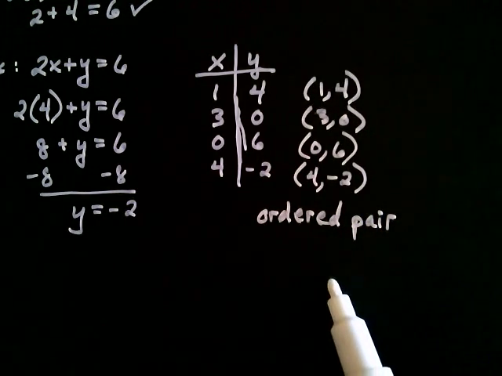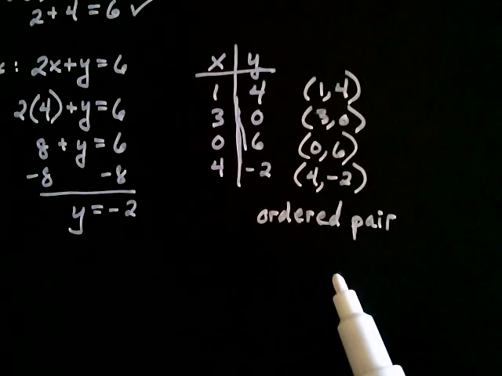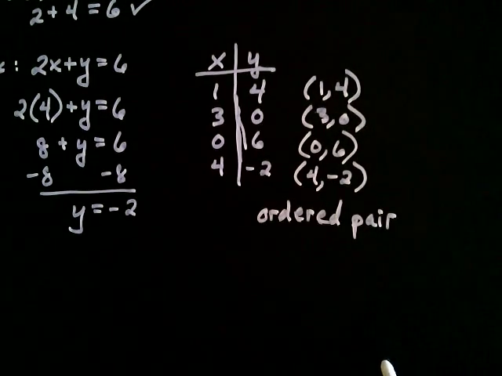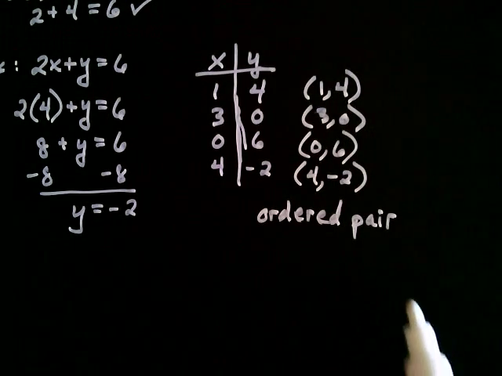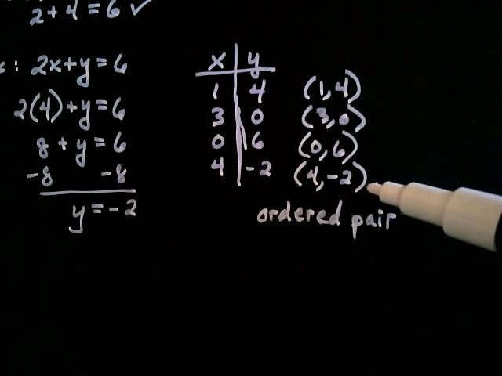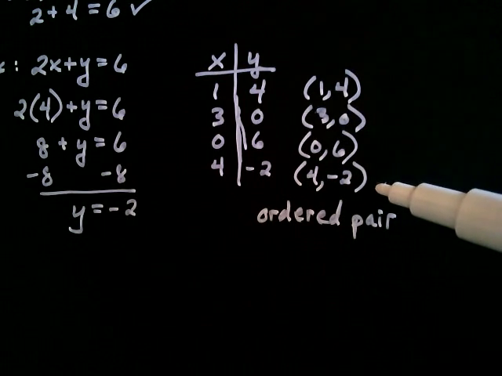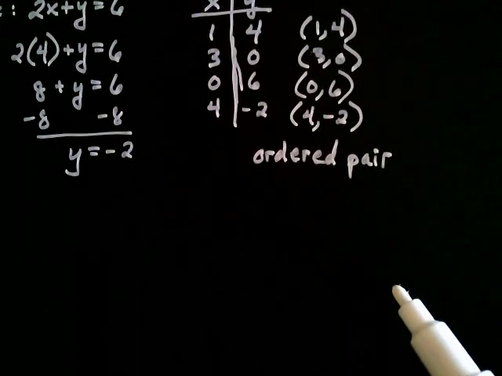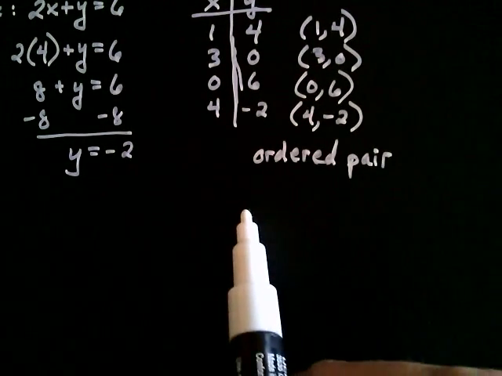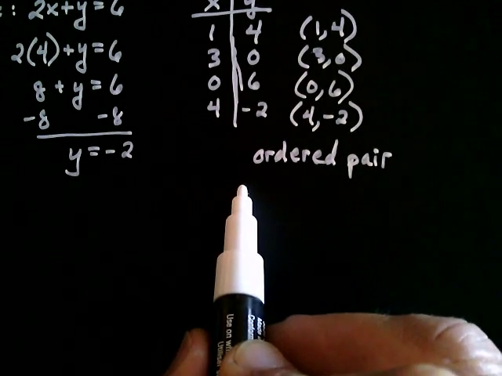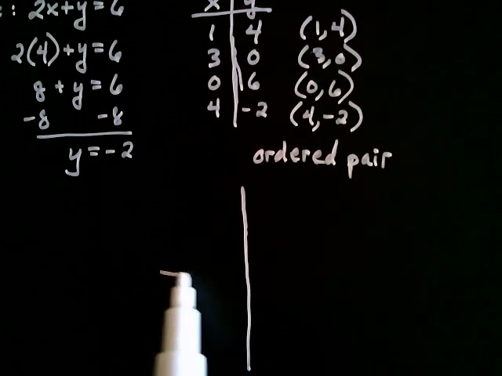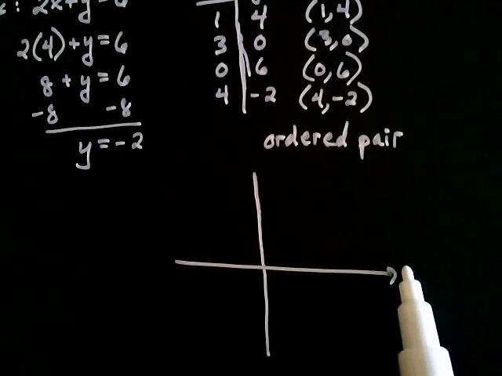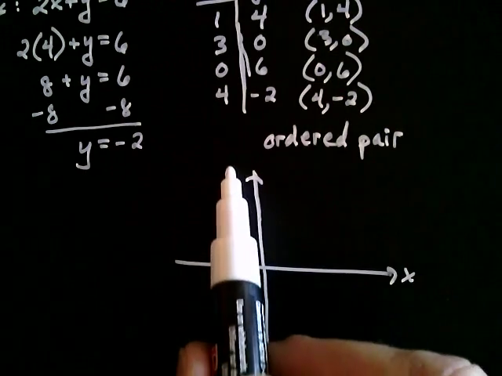Now the question is, is there a way of representing this ordered pair, and this set of ordered pairs, geometrically? And the answer is yes. We're going to plot these 4 ordered pairs in a rectangular coordinate system, and we're going to notice something very interesting about our line. So let's go ahead and do that. I'm going to create a rectangular coordinate system with two axes: this is the x-axis and this is my y-axis.